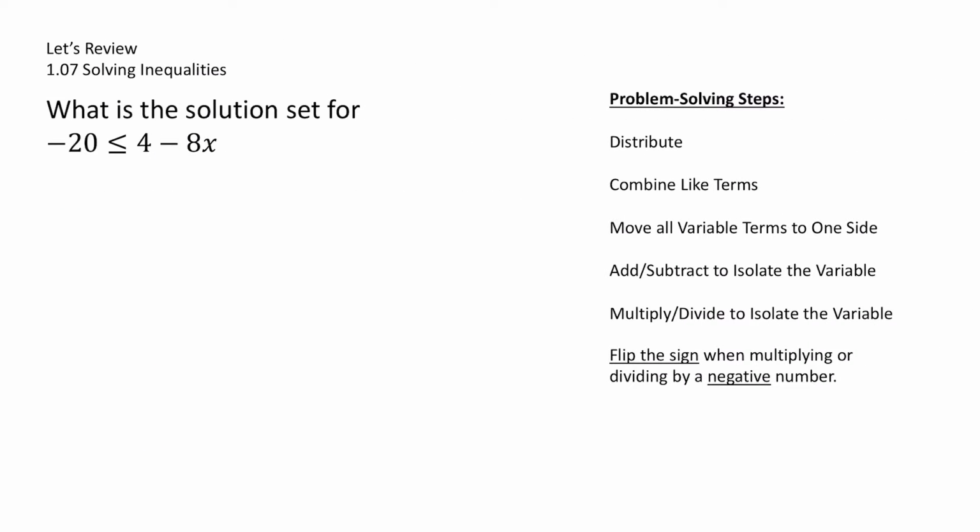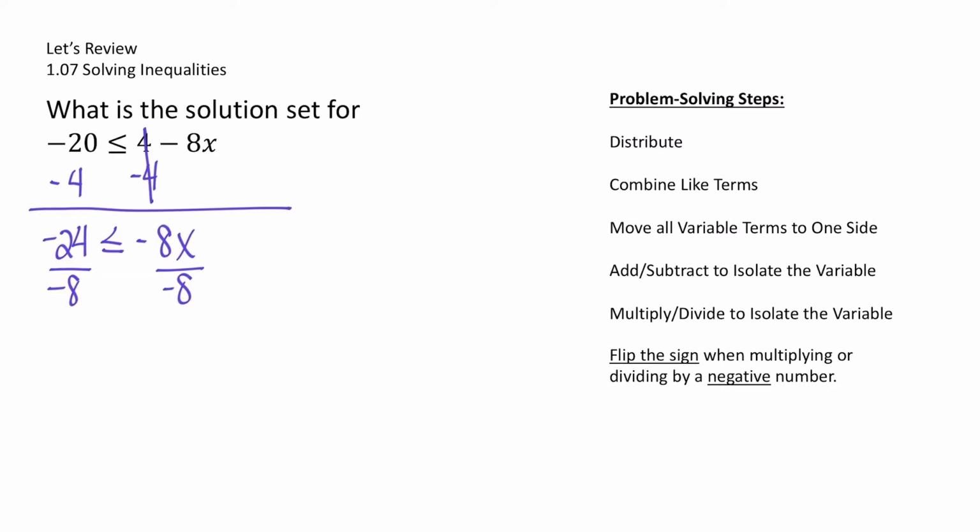So this problem wants us to find the solution set for -20 is less than or equal to 4 minus 8x. So we're going to start off by subtracting 4 from both sides. So we get -24 is less than or equal to 4, and minus 4 cancel, and we have -8x. Now we need to divide both sides by -8 to get the variable by itself. So -24 divided by -8 is 3.